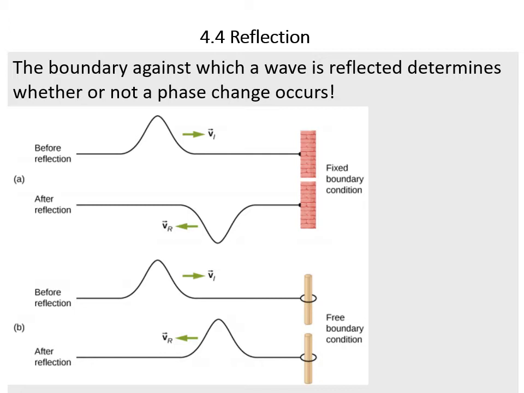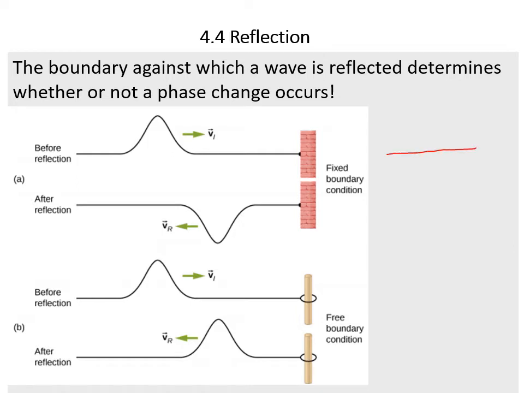So we can have a fixed boundary condition, one in which we have a pulse traveling along a string, and when this pulse reaches the end of the string and it hits the boundary, this brick wall, it inverts. This is the fixed boundary condition. Now for light, how would this occur?